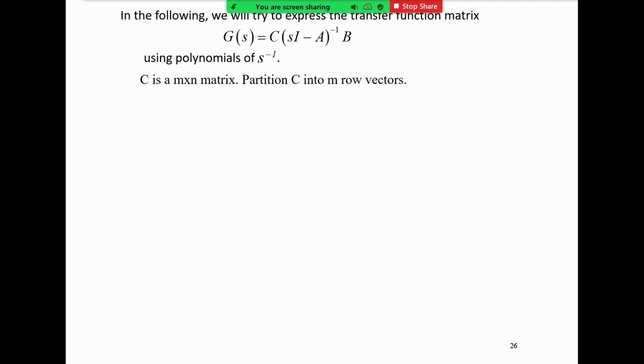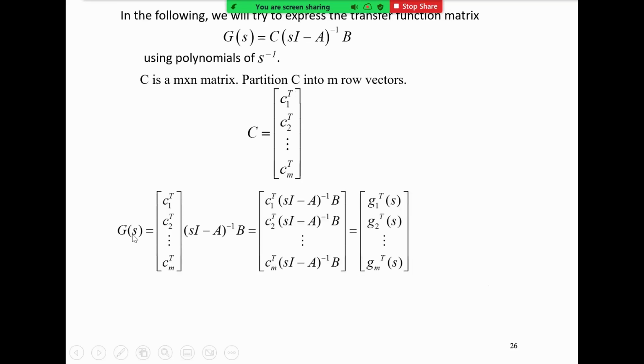First, let's look at this transfer function matrix row by row. C is an M by N matrix, because there are M outputs. So C is M by N. Now we partition C into M row vectors, C1 transpose, C2 transpose, each of which is a row vector. There are M of them because there are M outputs.